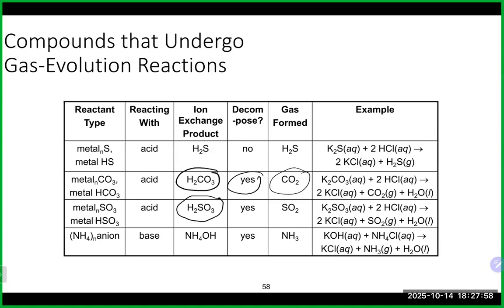It will form H2SO3, which will also go through a decomposition reaction and secondarily produce SO2. And lastly, ammonium, NH4+. If you react it with a base, it will make ammonium hydroxide, and it will decompose into ammonia gas in this case. So those are sort of indirect formation of a gas, basically a double displacement followed directly by a decomposition reaction. Any questions on that there?